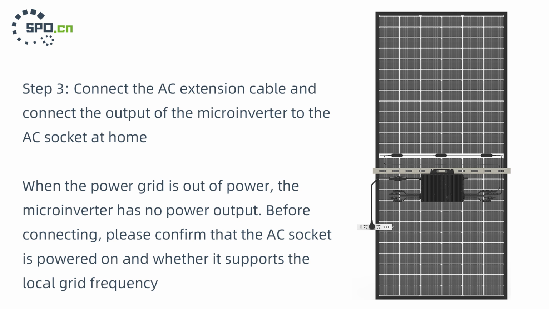Step 3. Connect the AC extension cable and connect the output of the microinverter to the AC socket at home. When the power grid is out of power, the microinverter has no power output. Before connecting, please confirm that the AC socket is powered on and whether it supports the local grid frequency.